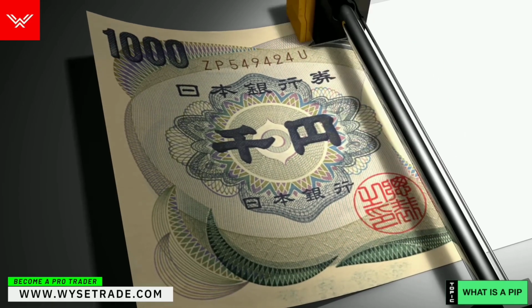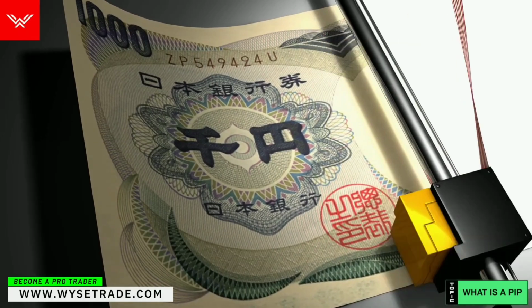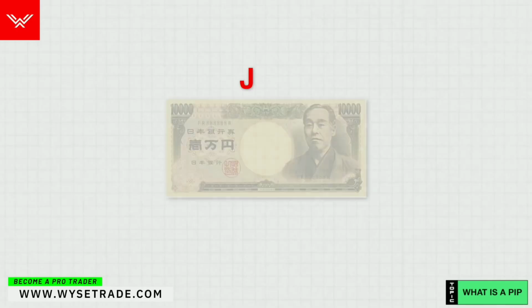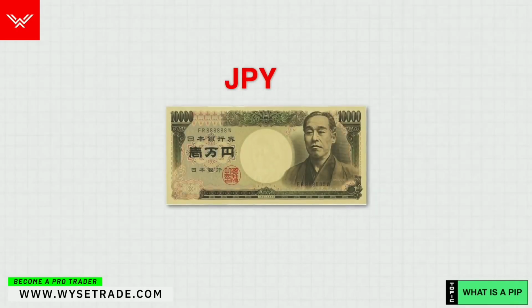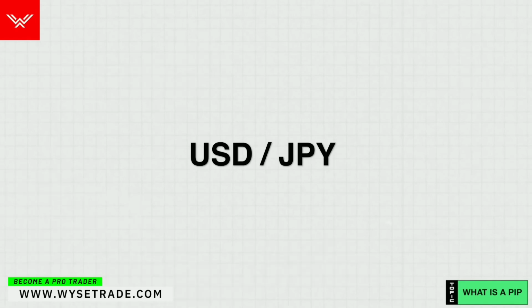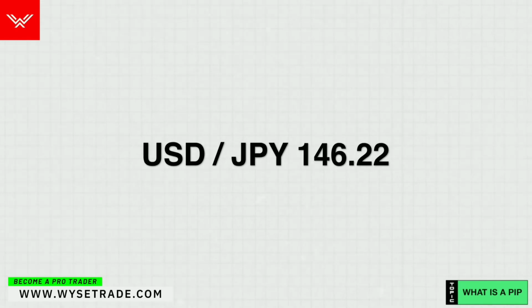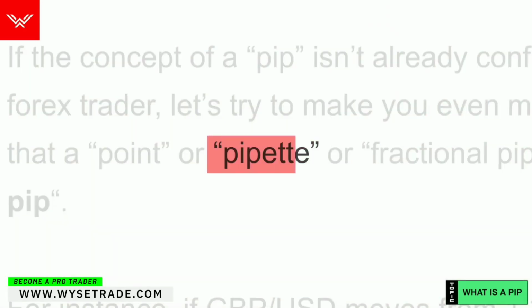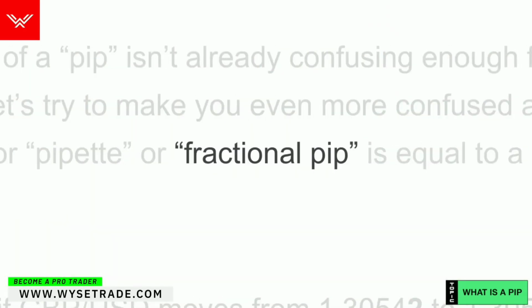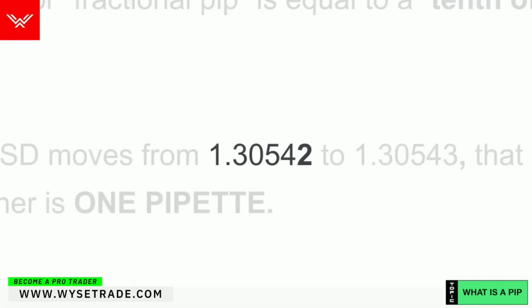However, some exceptions buck this trend, such as with the yen-cross pairs. The Japanese yen is often quoted to 2 decimal places. So a 1 pip gain would be 146.22, rising to 146.23. There's also a pipette, which is a fractional pip that is 1/10 of a pip and is represented by the 5th decimal place.